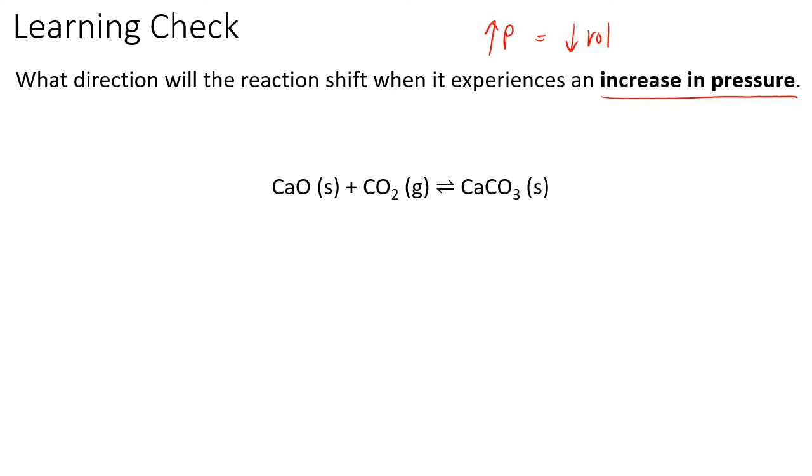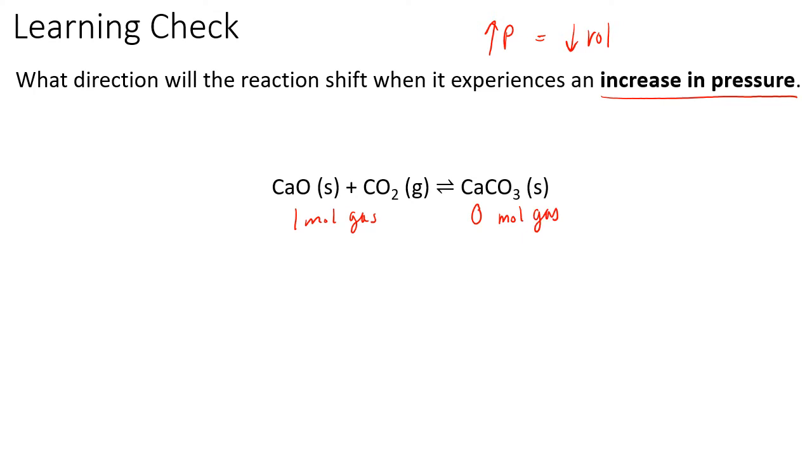And it can do that by lessening the amount of gases present at equilibrium. So on our reactant side, we have 1 mole of gas, the CO2, and on our product side, we just have calcium carbonate, which is a solid. So we have 0 moles of gas.